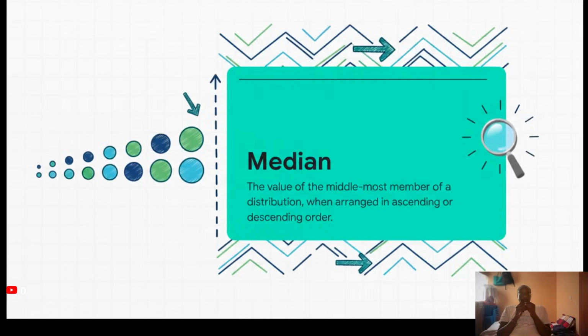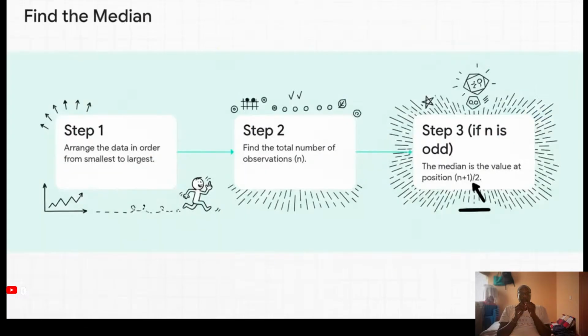It cuts the whole set perfectly in two. And finding it is actually super straightforward. It's just a 3-step deal. Step 1, you gotta get your numbers in order. Literally, line them up from low to high.